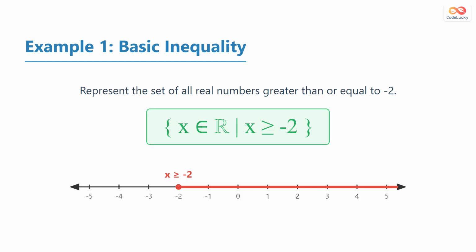Let's look at an example. If we want to describe all real numbers greater than or equal to -2, we write it like this. The set of all x, where x is an element of the real numbers, such that x is greater than or equal to -2. On the number line, this starts at -2 and goes infinitely to the right.